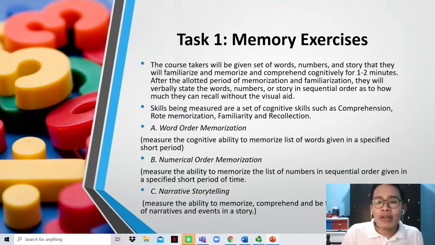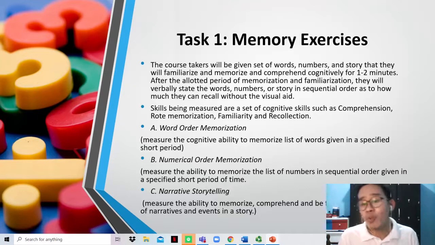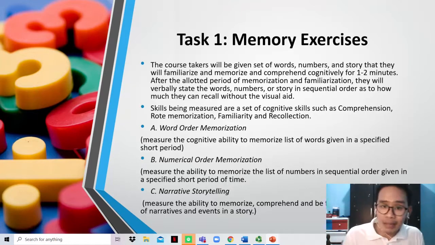Task number one, memory exercises. The course taker will be given a set of words, numbers, and a story that they will familiarize, memorize, and comprehend cognitively for 1 to 2 minutes. After the allotted period of time for memorizing and familiarizing, they will verbally state the words, numbers, or stories in sequential order as much as they can recall without the visual aid. The skills being measured here are comprehension, rote memorization, familiarity, and recollection.